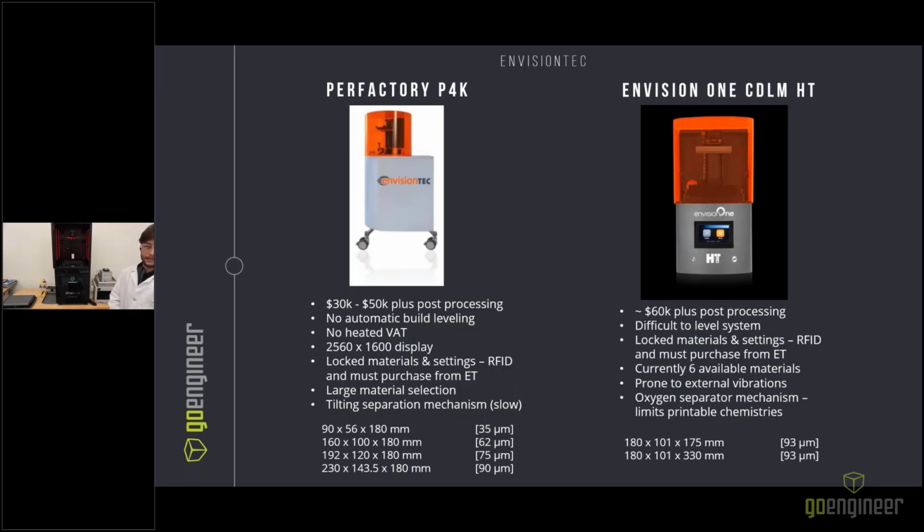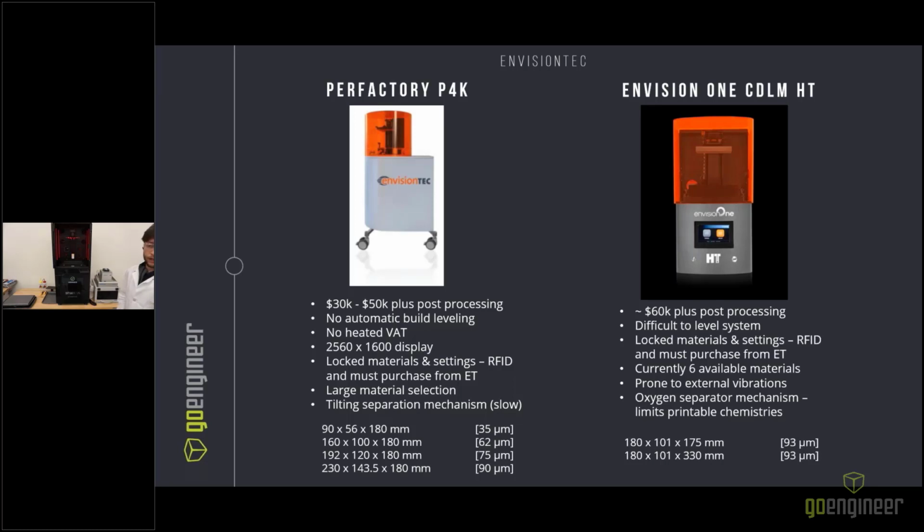The P4K has a tilting separation mechanism that is much slower than the pneumatics used on the Origin 1, and it also has a much lower build envelope. The pixel resolution varies depending on your build size, between 35 and 90 microns. The P4K is targeted most at dental and jewelry applications, whereas the Origin 1 is targeting end-use injection molded part replacement.